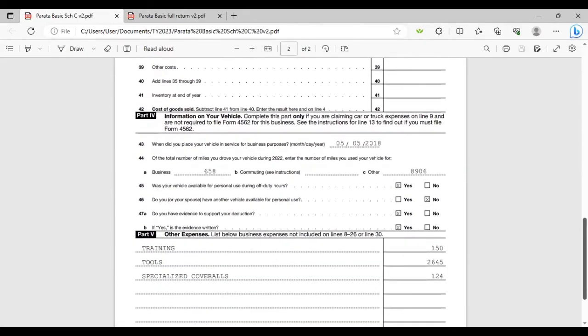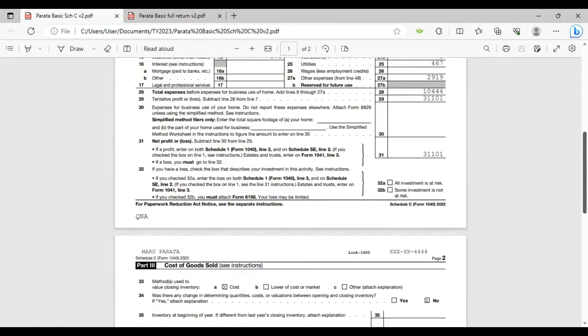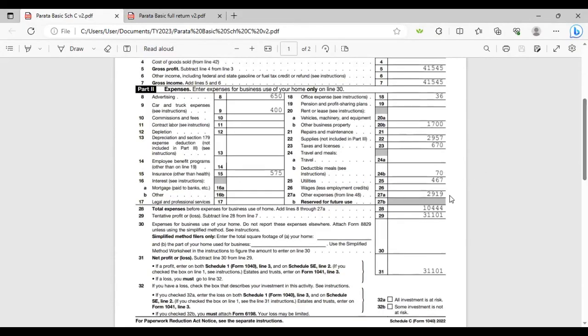We scroll down to page 2 of the Schedule C. We can see the car and truck information that was provided. And here's listed the detail of the other expenses, which is a total of $2,919 that was carried forward to the summary of expenses here on the first page of the Schedule C. So his net profit from the business is $31,101.